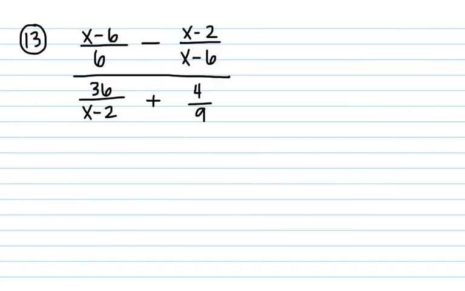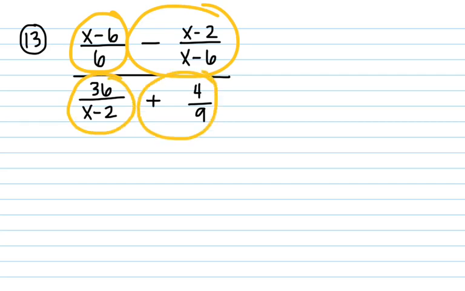Now for one more that's a little bit more challenging, like the last one was. In this one we have four little fractions and we need to find the least common denominator for all four of them. Let's start with the numbers 6 and 9. The LCD for those is 18. And then we have the x minus 6 and the x minus 2. So all of that is going to be our LCD, and we need to multiply each of these terms in the numerator and denominator by that.